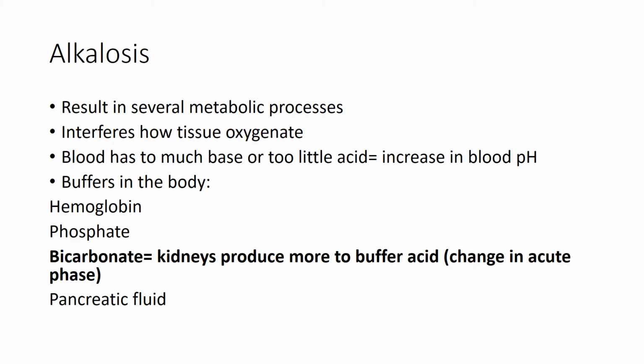Alkalosis results in several metabolic processes, and it interferes with our tissue oxygenation. If the blood has too much base or too little acid, it will increase the blood pH.